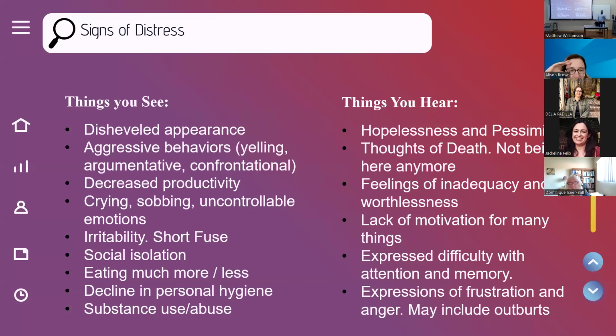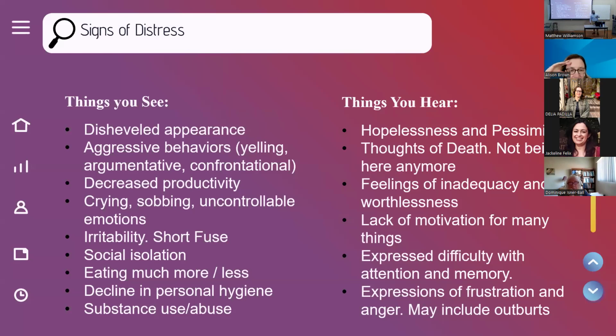And then things you'll hear. These are things that come up to us pretty often. A lot of hopelessness and pessimism. If I'm thinking of a recent report, someone mentioned that someone got their assignment back and they were like, I'm a failure. Can't do this.